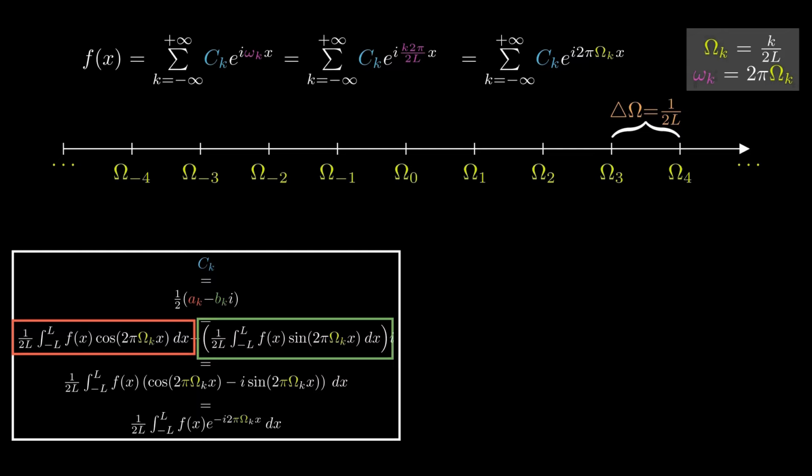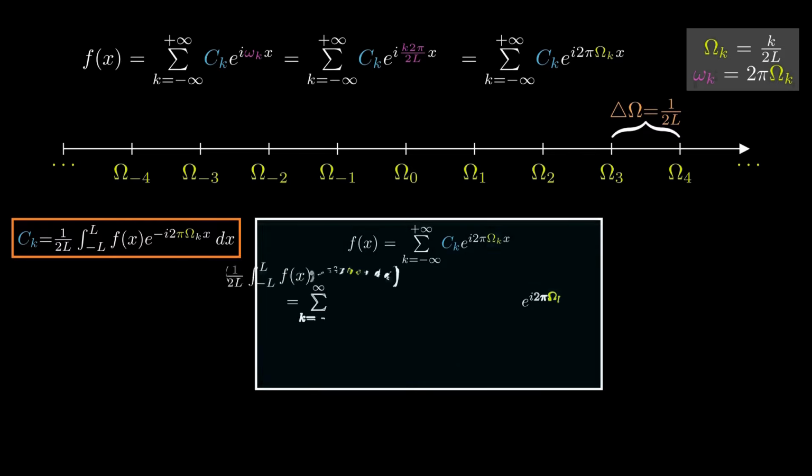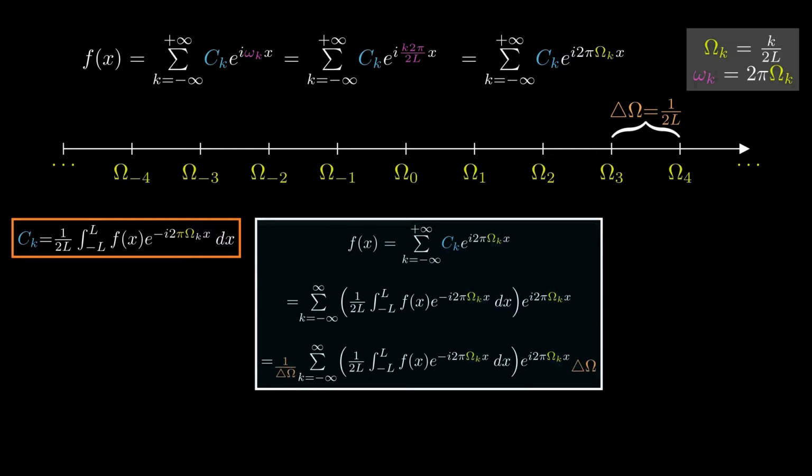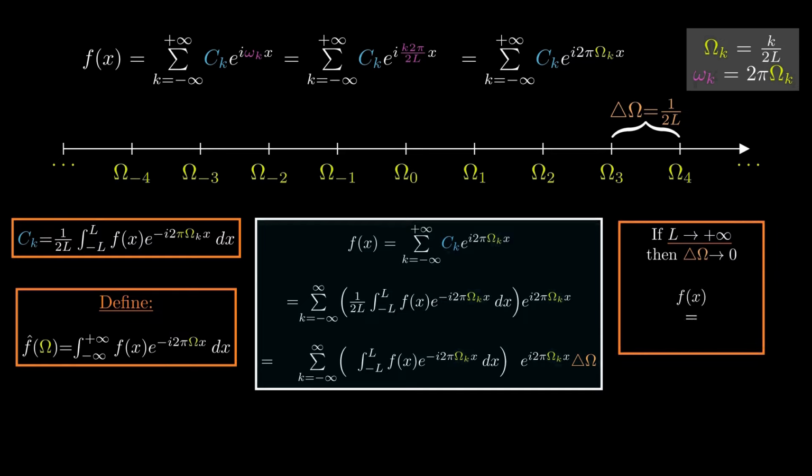This is the integral form, and now put it on the series. Now put delta omega over delta omega here. So we get this form. Next, define f hat to be this integral from minus infinity to plus infinity. And as L goes to infinity, we have delta omega goes to 0.